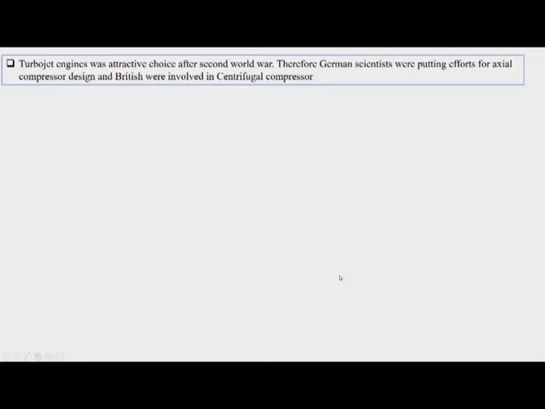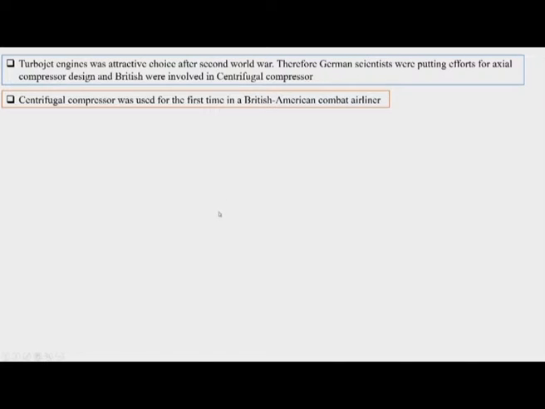But in the turbojet machine, as we know, one of the components is the compressor. That compressor can be either of axial type or of centrifugal type. German scientists were making efforts for the design and development of the axial compressor, while the British were involved in the design and development of the centrifugal compressor. The first centrifugal compressor was used for the British American combat airliner in the same period. So this is how the centrifugal compressor came into existence.